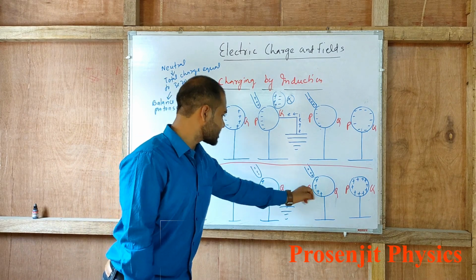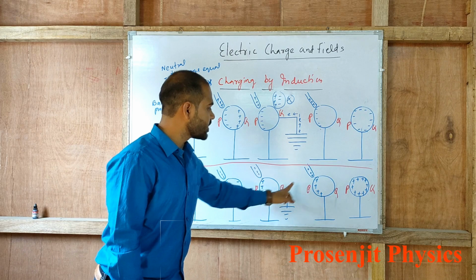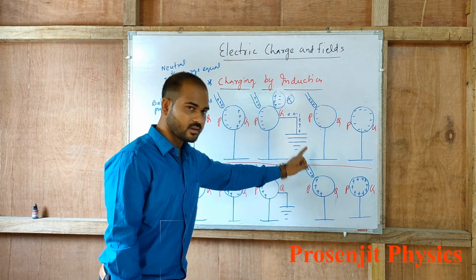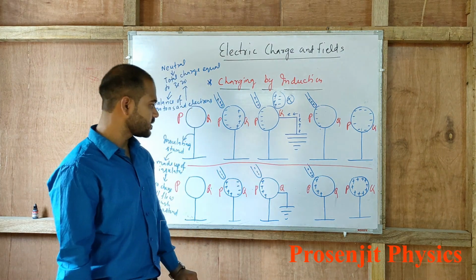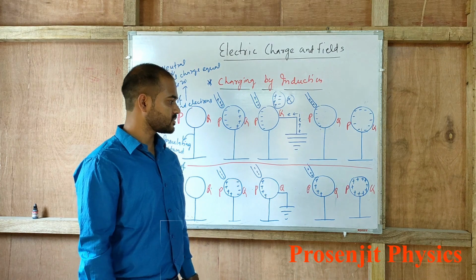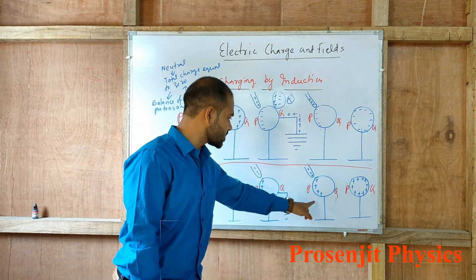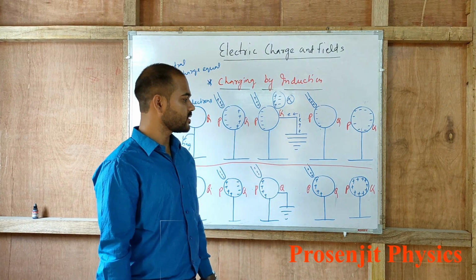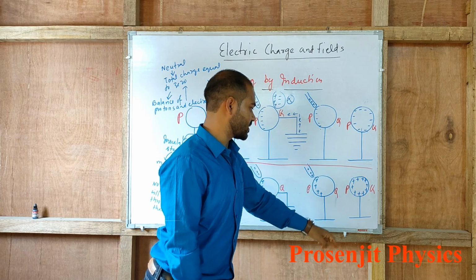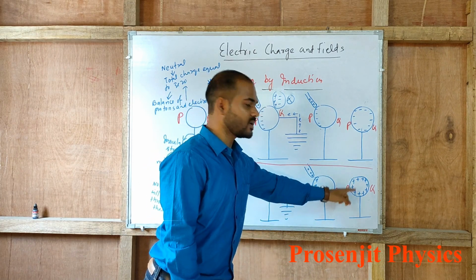And in the next case, grounding is removed, keeping the body at the same position, and Q will have no charge. And in the last case, this positive charge on the end P will immediately spread over the complete surface and the conductor PQ becomes positively charged.